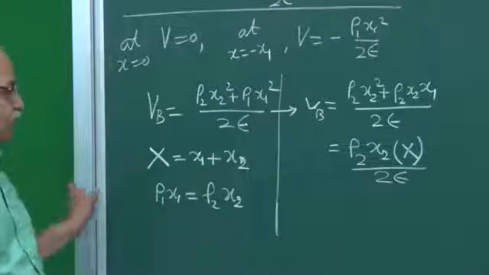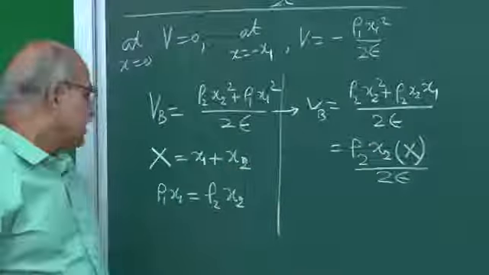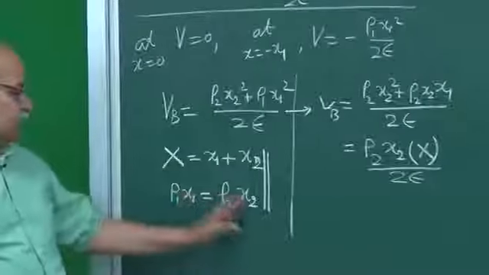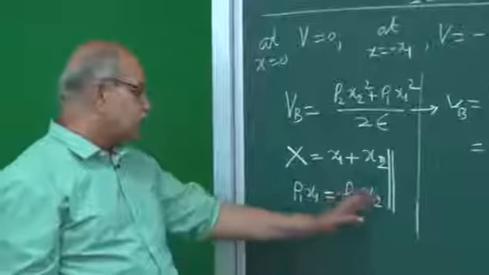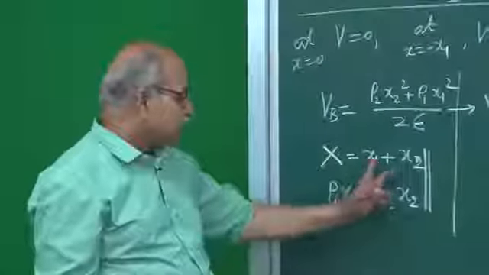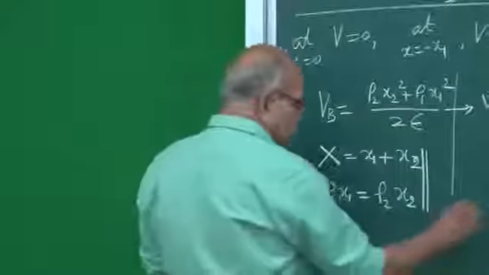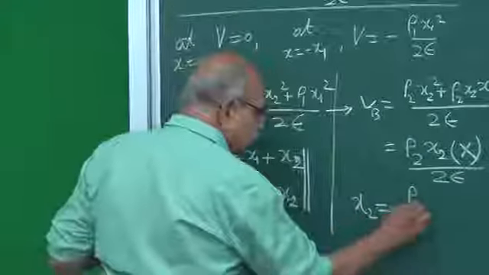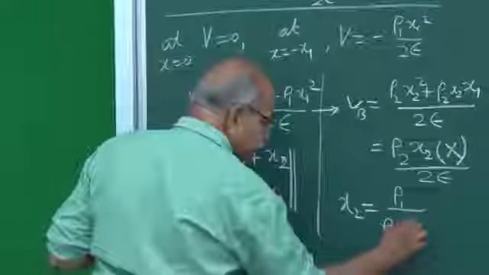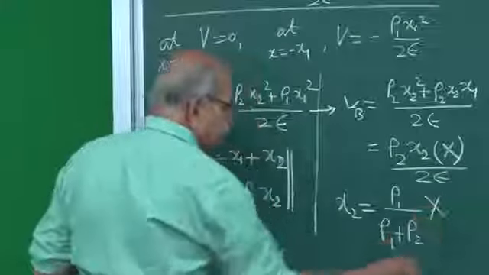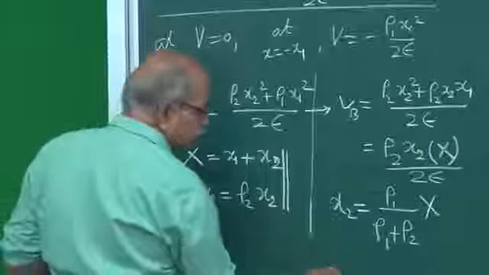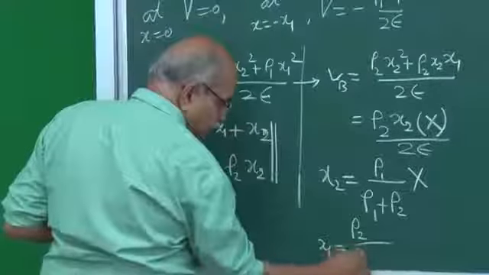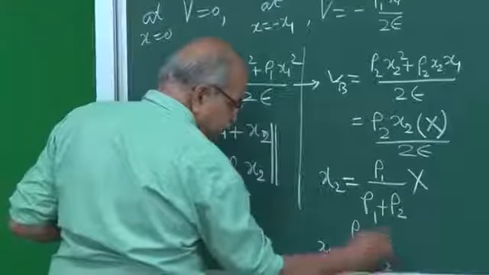So this is 1. Now you have to eliminate this x2, and that you can do from here. This x1 and x2 are in inverse ratio of rho 1 and rho 2, and the sum is capital X. So x2 will be rho 1 divided by rho 1 plus rho 2 times capital X. And x1, I don't need that, but x1 will be rho 2 divided by rho 1 plus rho 2 times capital X.